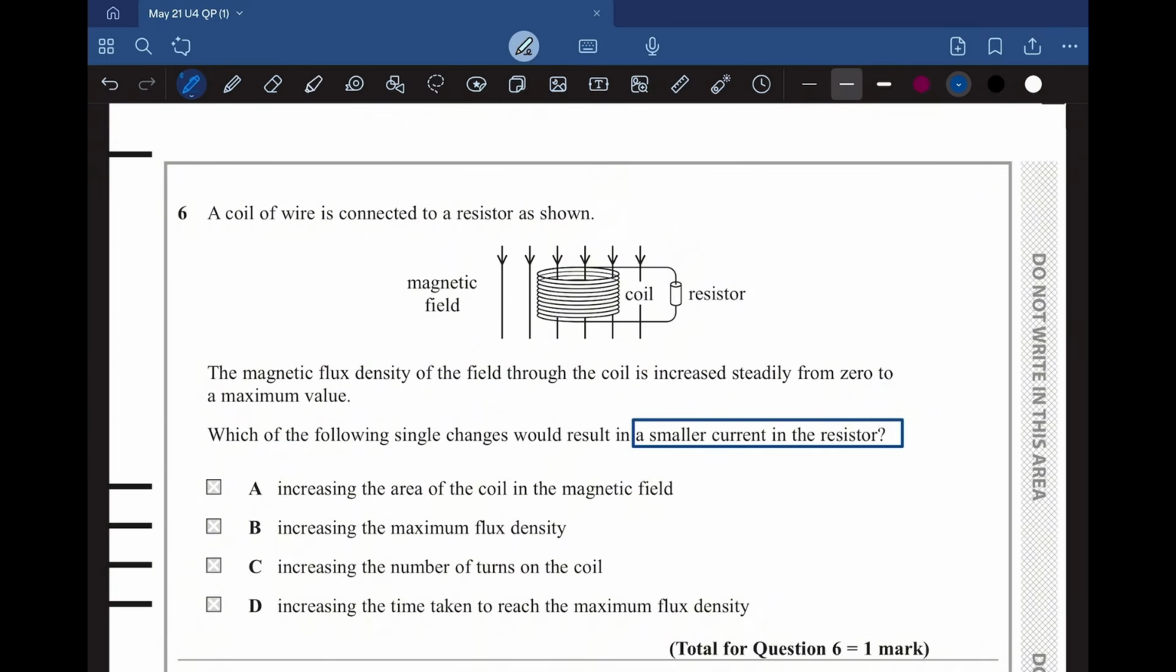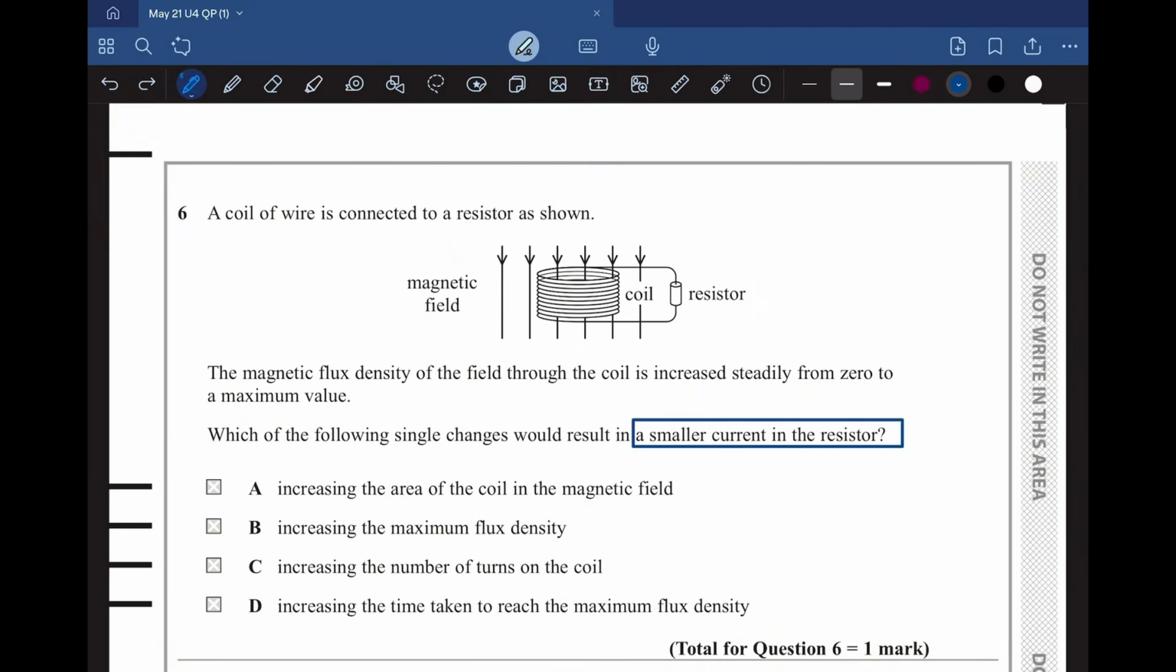Here we will have to see whether the coil and the resistor are in series or parallel. We can see that the resistor and the coil are joined by a single wire, so both of them are in series. As both of them are in series, the current flowing through the resistor and the coil will be the same.